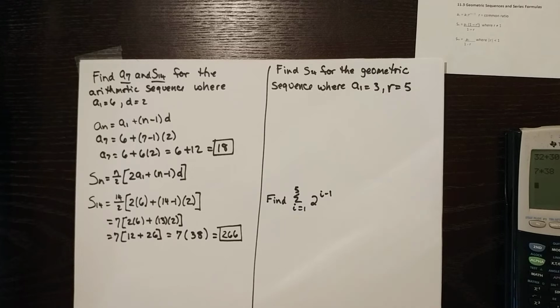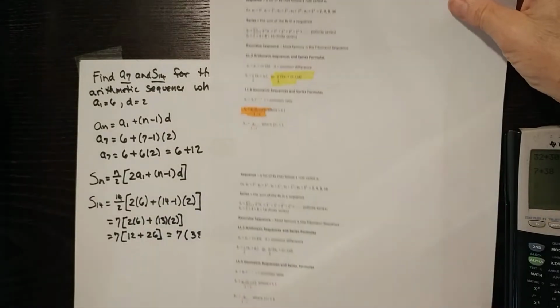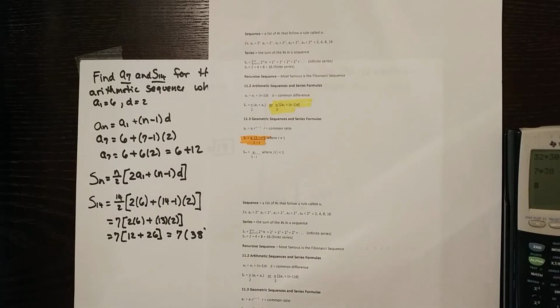Or 15 times 5, and so on. So there are some formulas we can use, since they came out and said, hey, here's a geometric sequence, and they gave us the common ratio r. We can go to our little formula sheet here, and I have highlighted a formula in orange. S sub n is equal to a sub 1 times 1 minus r to the n over 1 minus r. We can use that one.